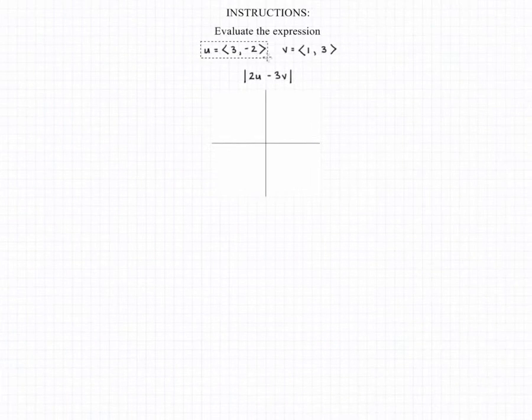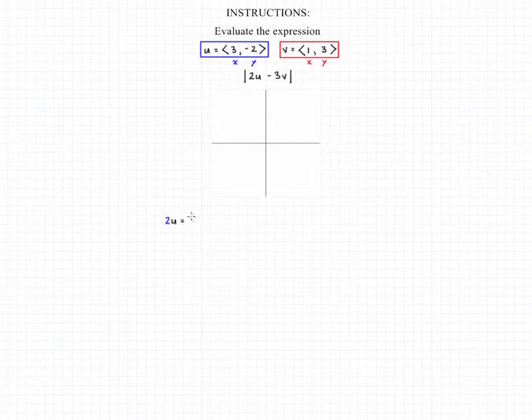In order to answer this question, we need to calculate 4 different things. We first need to figure out the value of 2u, second, the value of 3v, third, the value of the difference between 2u and 3v, and fourth, we need to figure out the magnitude of that resulting vector.